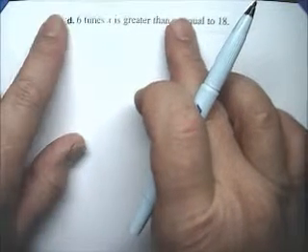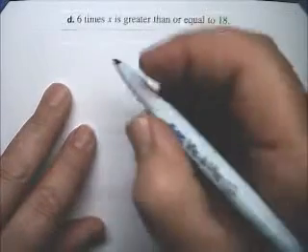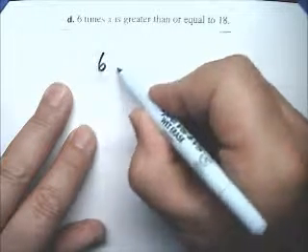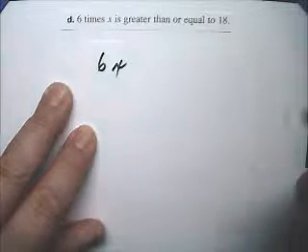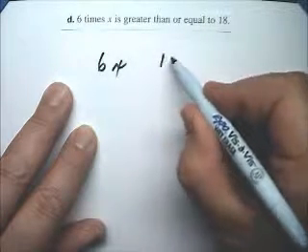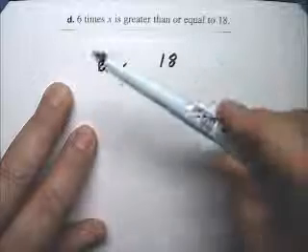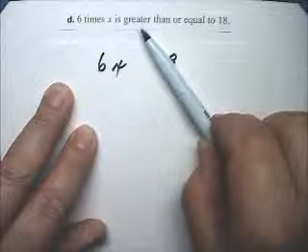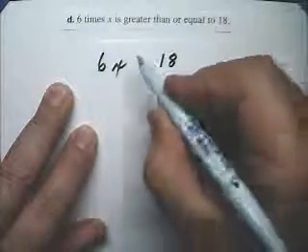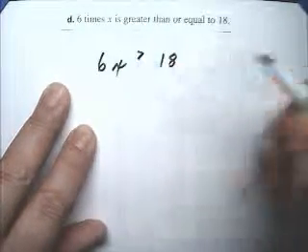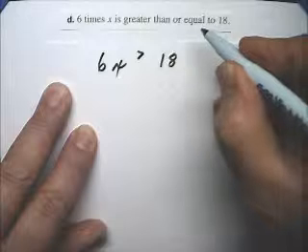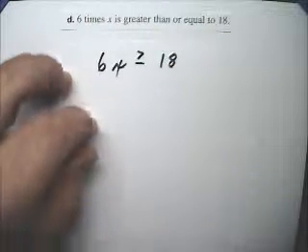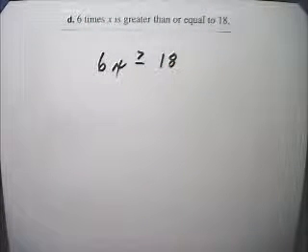And 6 times x is greater than or equal to 18. So let's get 6 times x, and let's get our 18. Now it says the 6 times x is the greater number, that it's greater than or equal to. So the wide open side is toward the 6x, and it can also be equal to: 6x greater than or equal to 18.